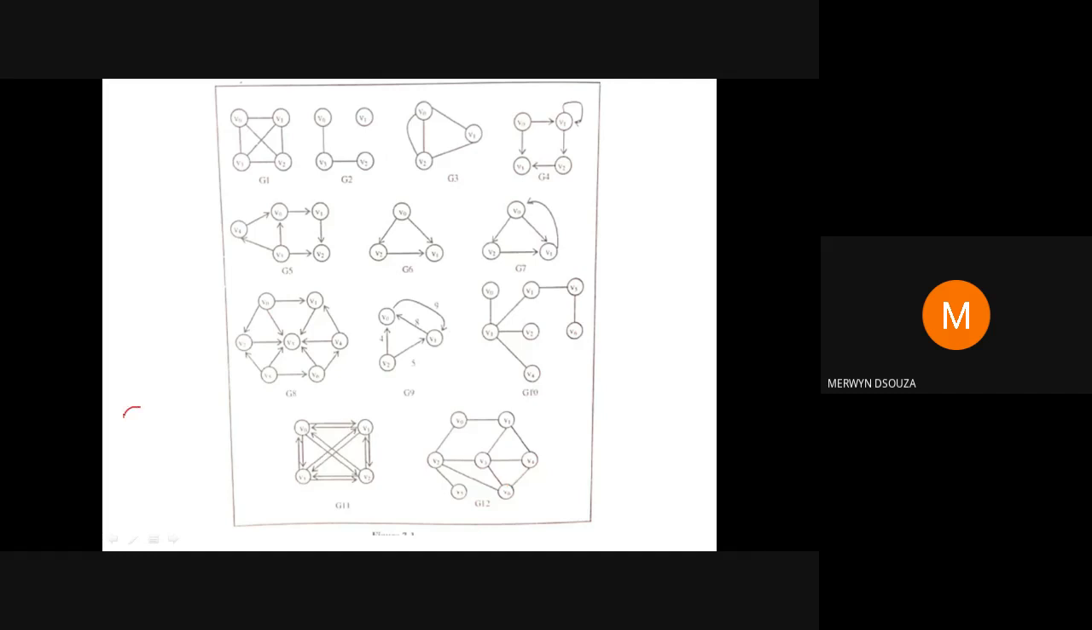Then the next definition you need to know is what is a cycle. What is a cycle in a graph?